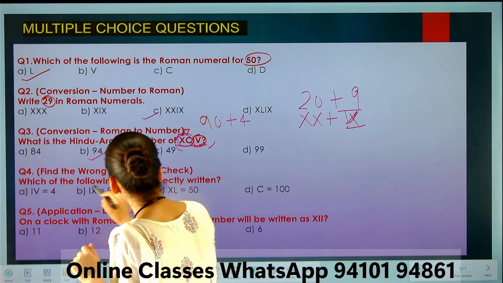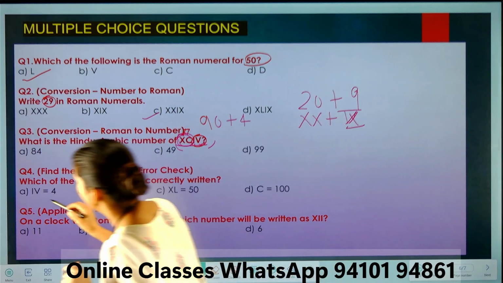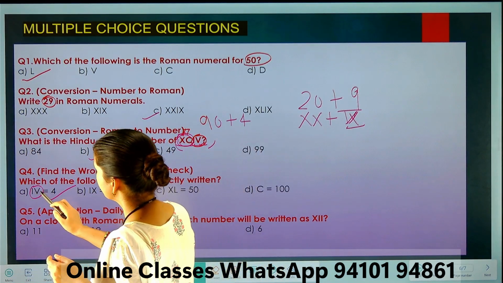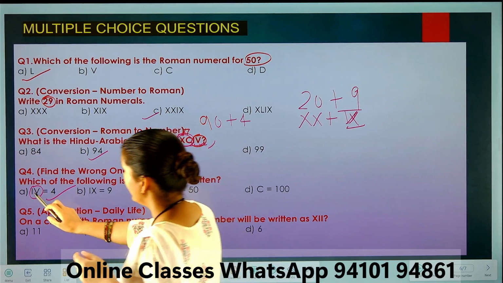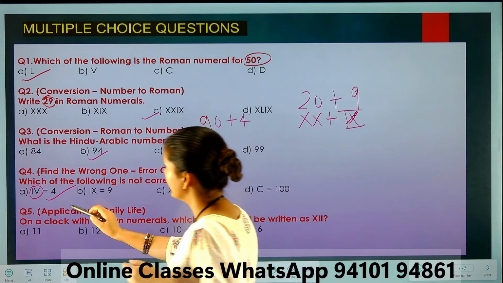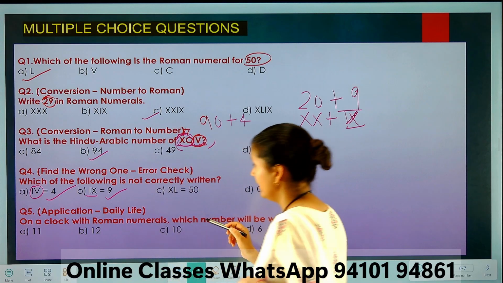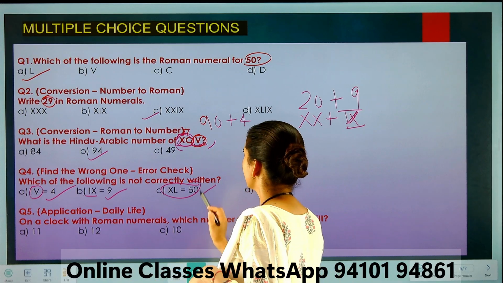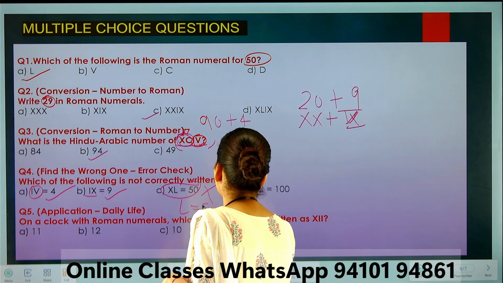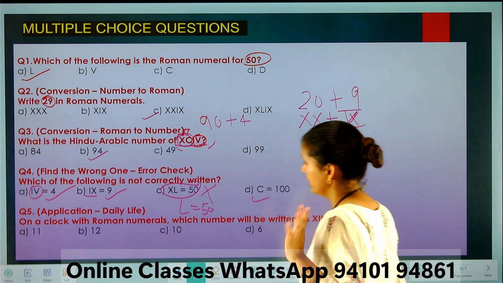Next, which of the following is not correctly written? Look here. IV is 4, correct, because V is 5 and I is 1. When we subtract 1 from 5, we get 4. Next, IX, correct, 9. XL, wrong, because L is 50. 50 is the correct value. And C, century, C is 100, correct.